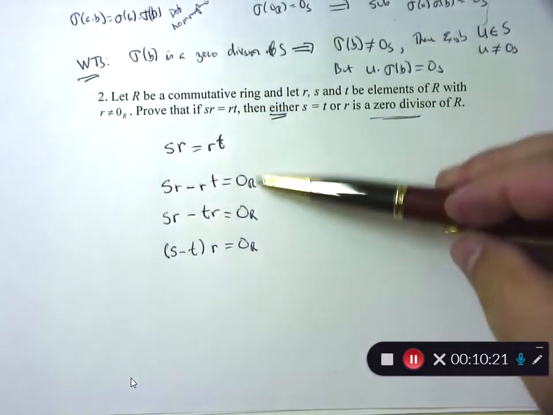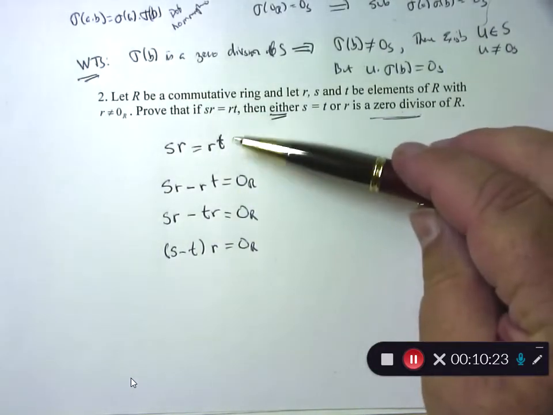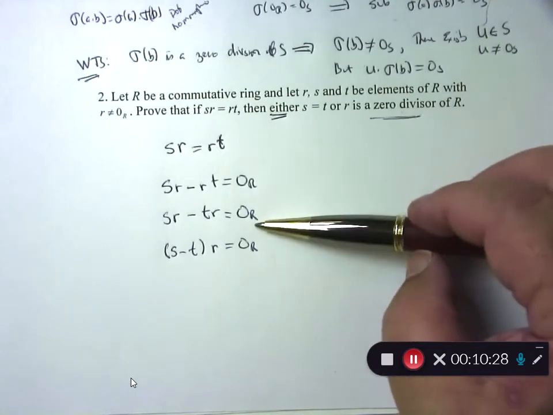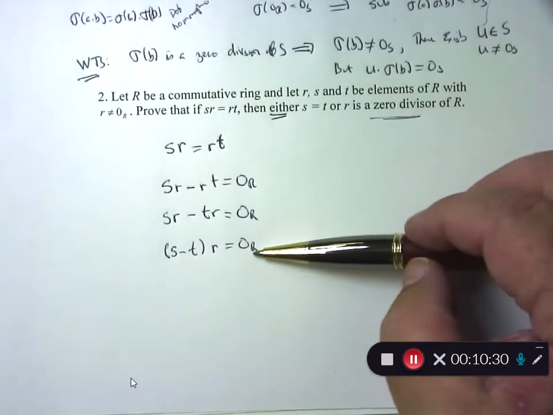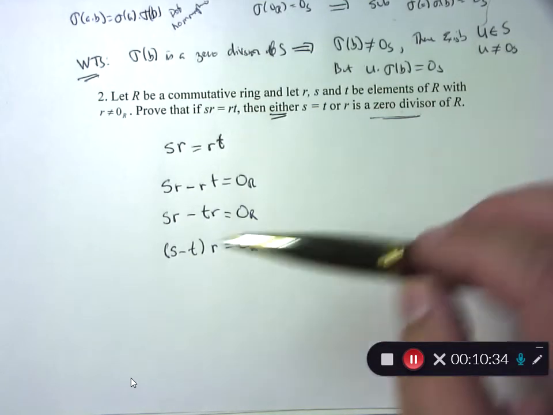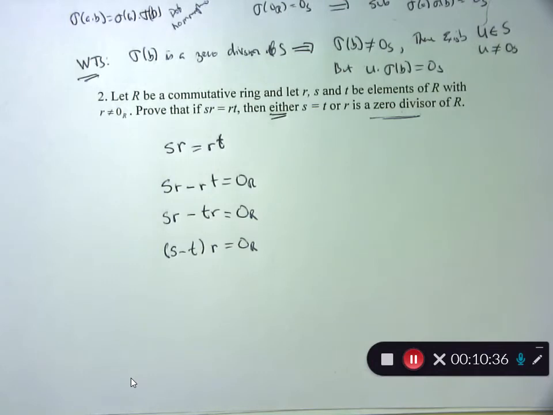And again, statement reasoning here. So this is pretty much given. This is by subtracting RT from both sides. This is by commutativity. This is by the distributive property. Make sure you use your big words. It's also known as factoring. I would accept that. So now, let's talk about this stuff.